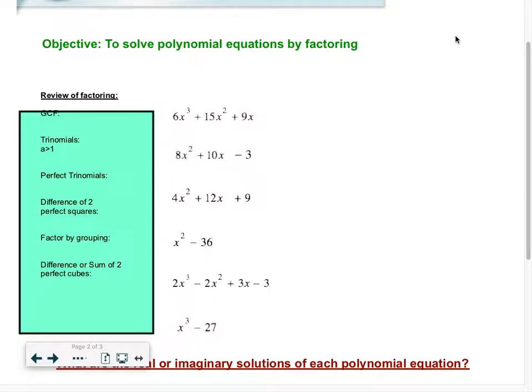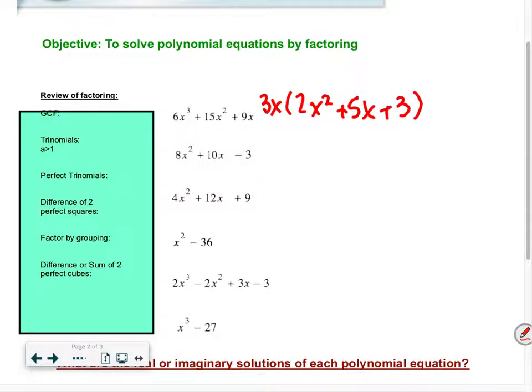Review of factoring. My first one, do they have anything in common? Yeah, 3x. 3x, pull it out. I am left with what in the first term? 2x squared. Then what? Plus 5x. Then what? Plus 3.